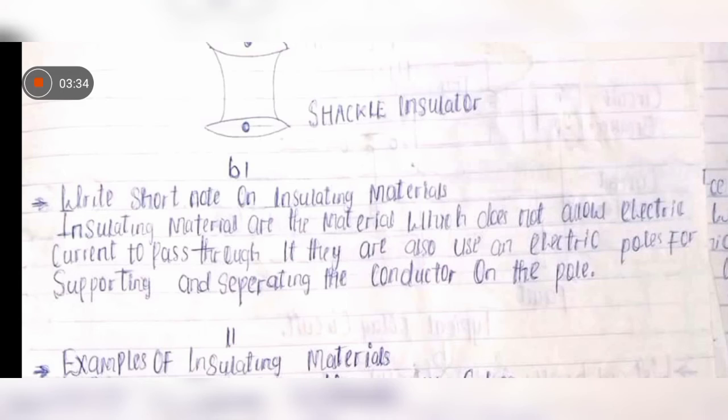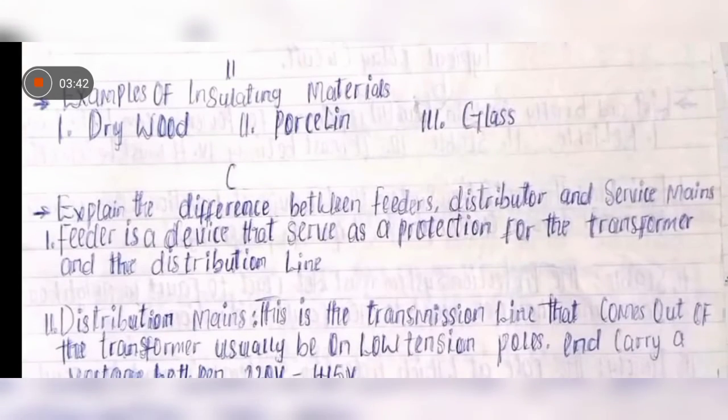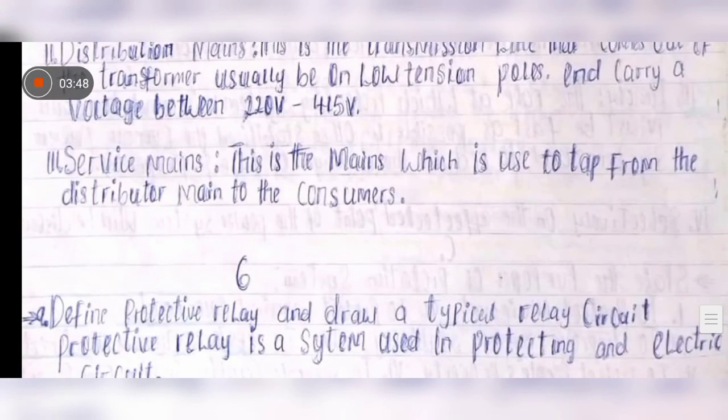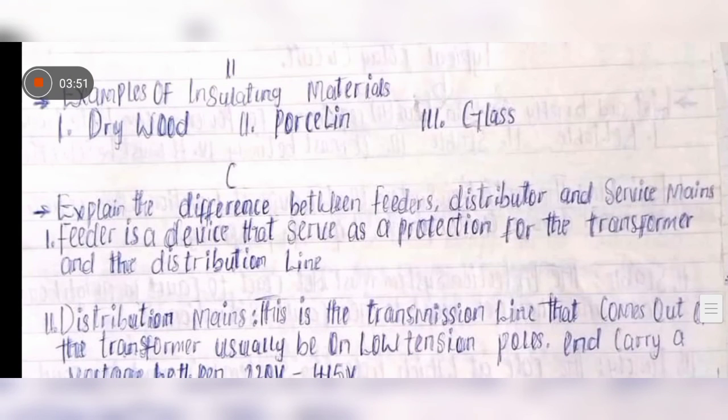Insulating material is the material which does not allow electric current to pass through it. Anything that does not allow electricity to pass through it is what we call an insulator. Okay. Explain the difference between feeders, distributor, and service main. So that is the question asked there. If you can answer it, you have a good pass mark.